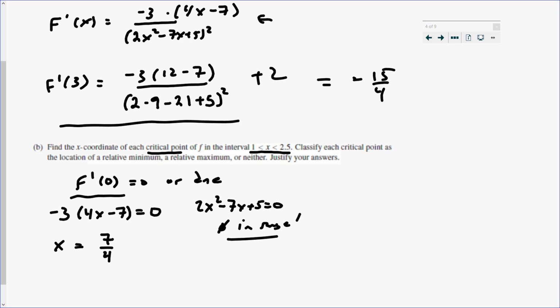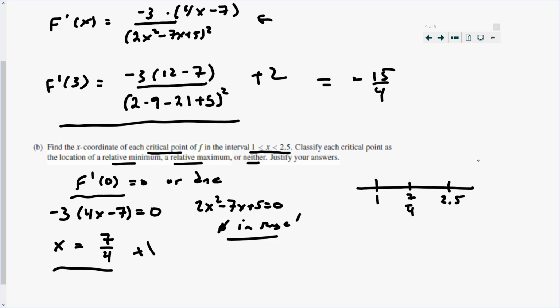All right, now we want to find out if this is a maximum or a minimum value. So you're going to get 1 point for the x coordinate, and then you're going to do your sign chart because they want to know if this is a relative max or relative minimum or neither. So it's a sign chart between 1 and 2.5. And the 1 point that we have here is 7 over 4. And we look at the derivative only.